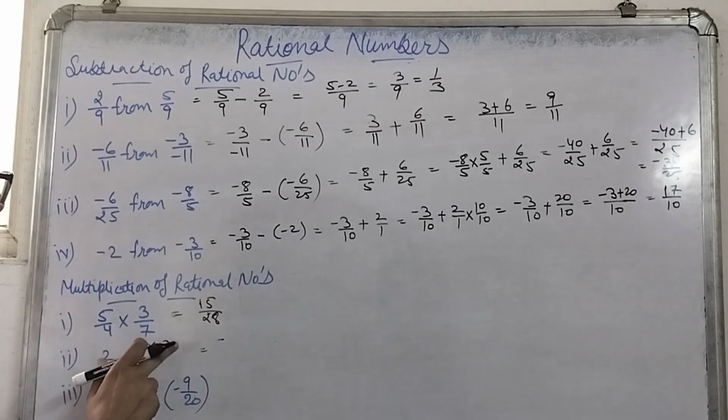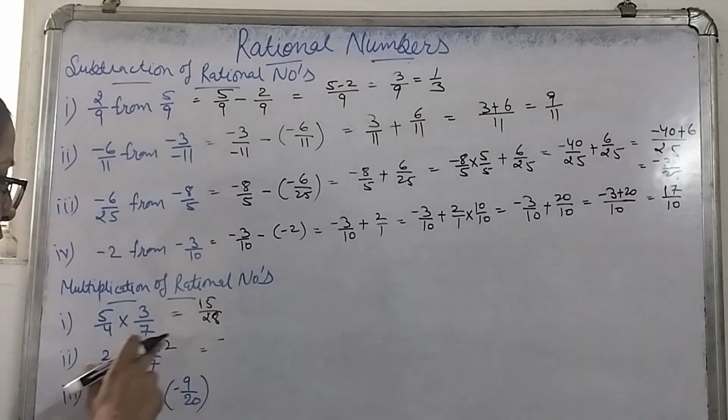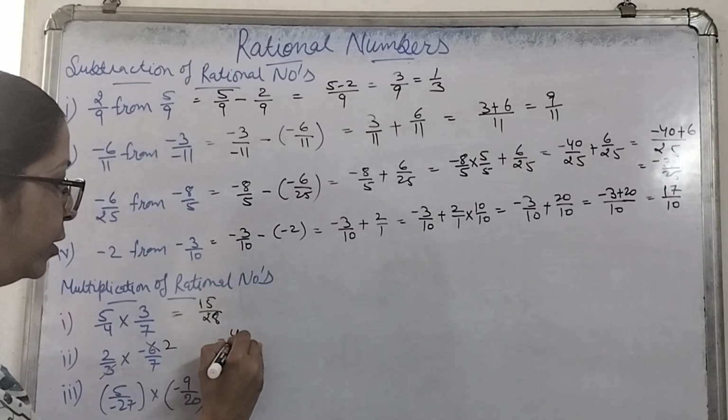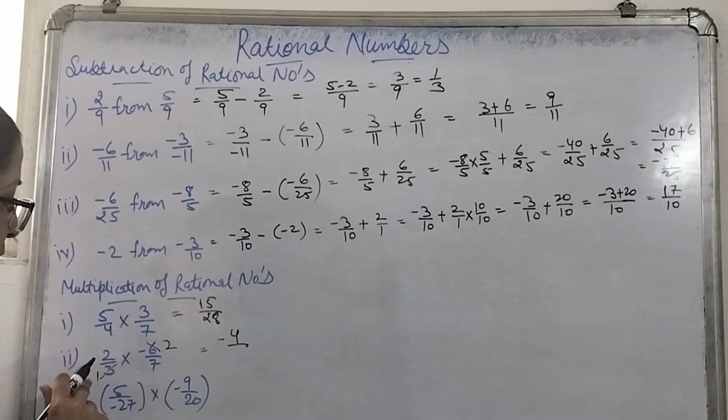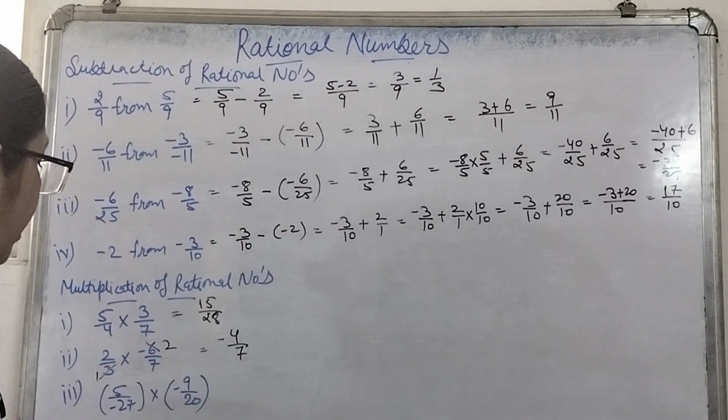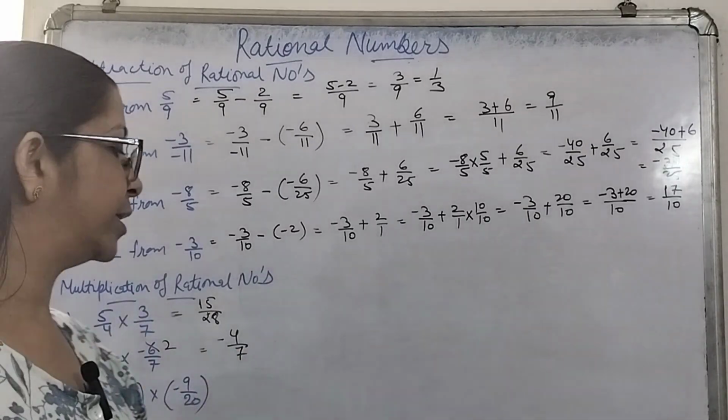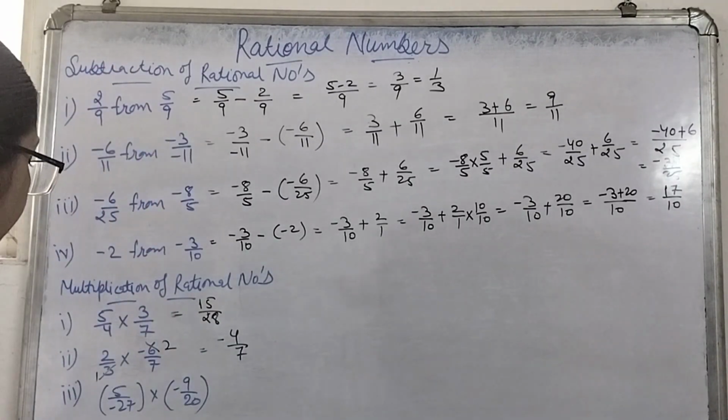Now 2 multiplied by 2, we have already taken the negative sign. So 2 multiplied by 2 will be 4 and the denominator here will be 1. 1 multiplied by 7 will be 7. So the product of these two numbers will be minus 4 upon 7.